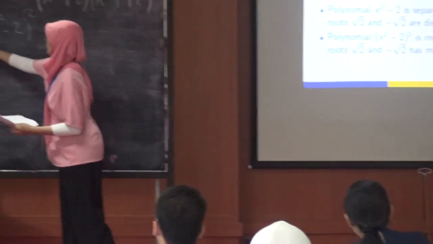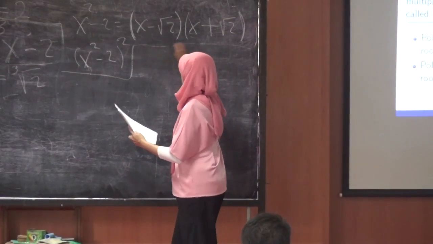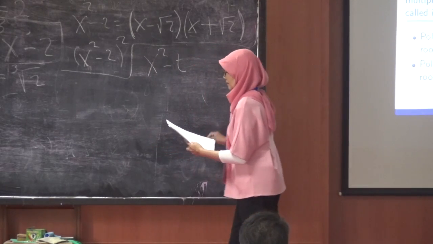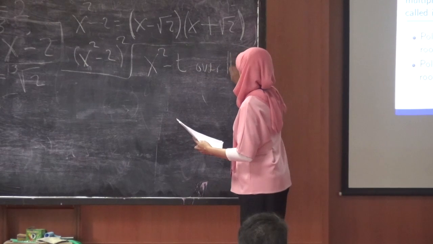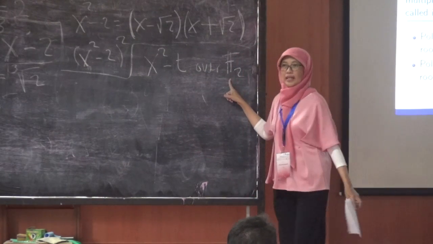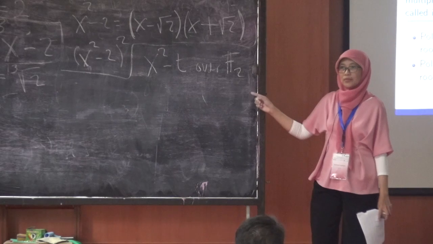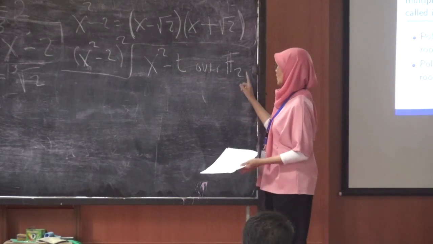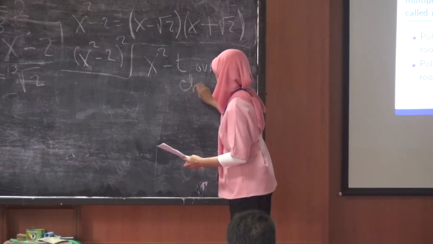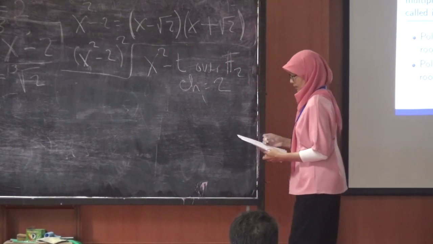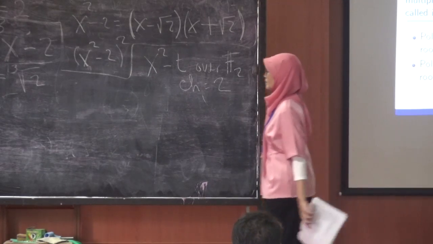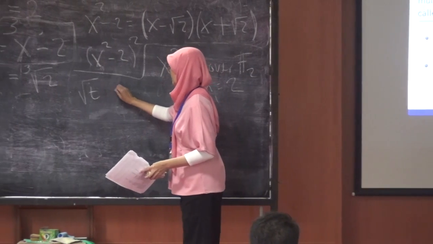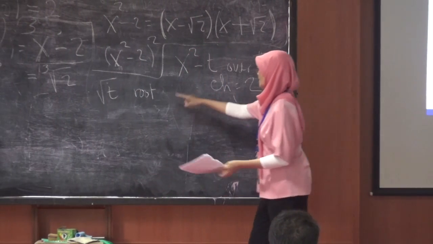Now consider x square minus t over a field. This is characteristic 2, for example 0, 1. This is a polynomial over this field of characteristic 2, and let square root of t be a root of this polynomial.